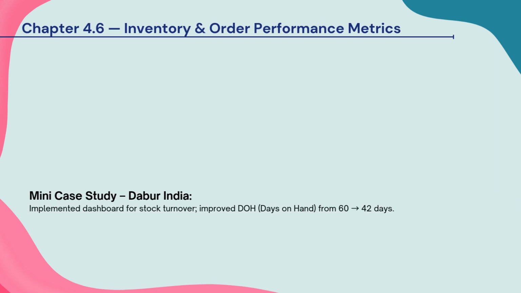This slide explains the key metrics to measure inventory and order performance. Inventory turnover shows how well stock is used. DOH tells how many days inventory stays before being sold. Fill rate and stockout rate measure customer service performance. Order cycle time shows how fast we deliver orders. Carrying cost percent shows how much we spend to hold inventory. In Dabur's case, using dashboards helped reduce DOH from 60 to 42 days, improving efficiency.